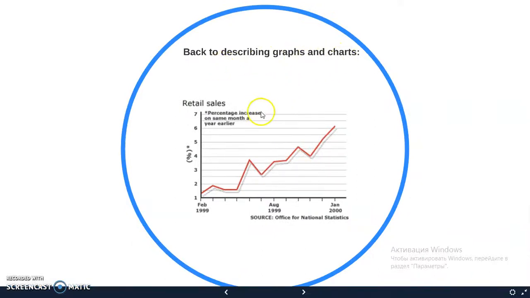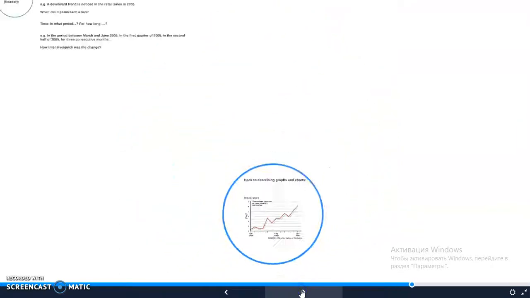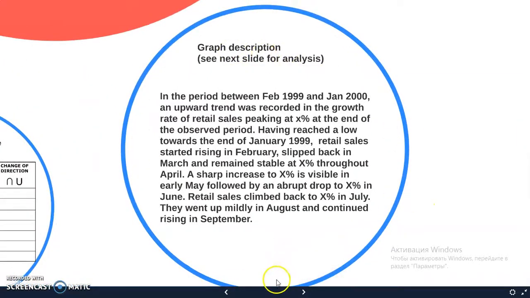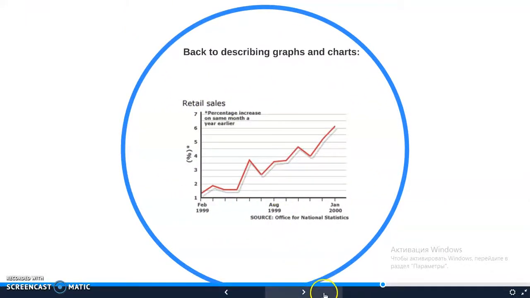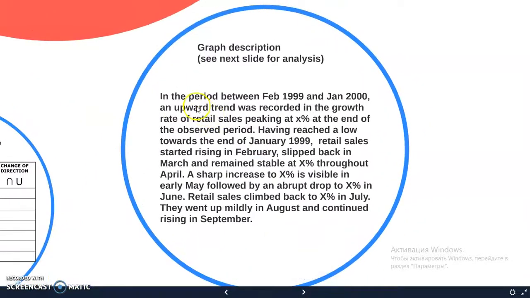Back to describing graphs and charts. Again, this is a chart. Usually it's called a line graph because it's lining up. You see? So this is a line graph. Graph description. This is the graph and this is the description. In the period between February 1990 and January 2000, an upward trend was recorded in the gross rate of retail sales, peaking at X% at the end of the observed period. Having reached a low towards the end of January 1990, retail sales started rising in February, slipped back in March and remained stable at X% throughout April.